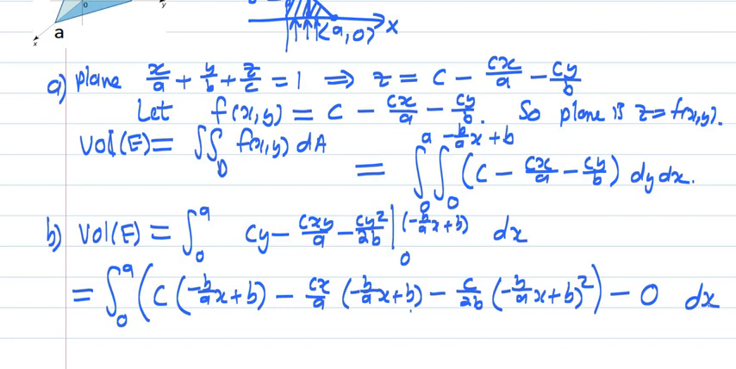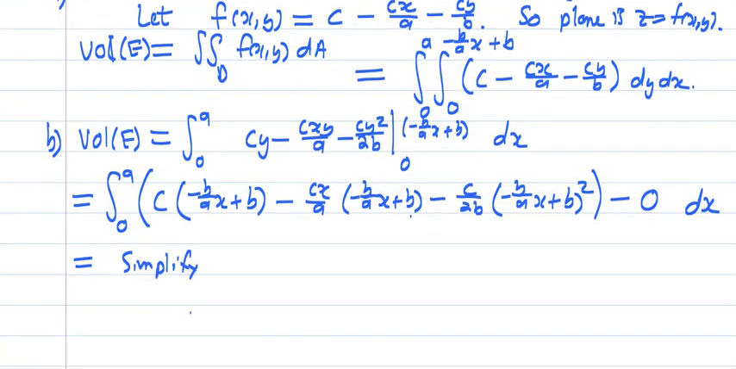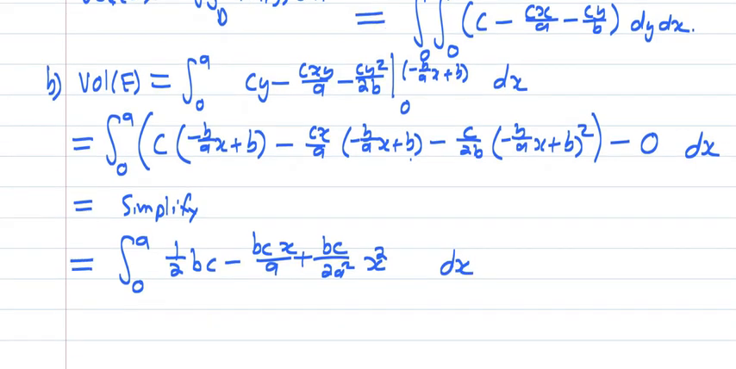And then, ladies and gentlemen, simplify it as much as you can. So simplify it. Again, this is just algebra, so please do this. All right, and if you simplify it, you get it as the integral from 0 to A, and what survives is a half bc minus bcx over A plus bc over 2a squared x squared dx.